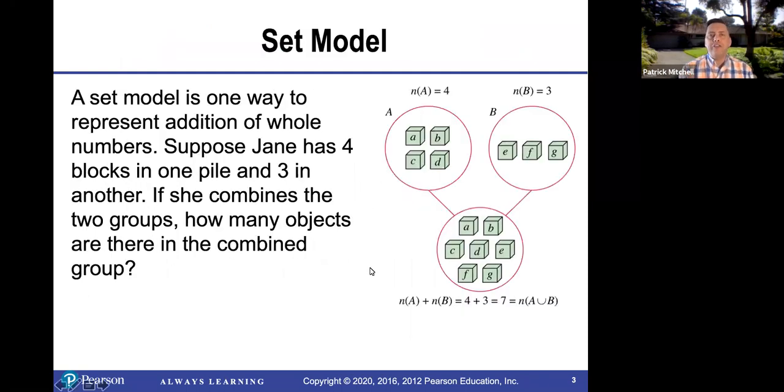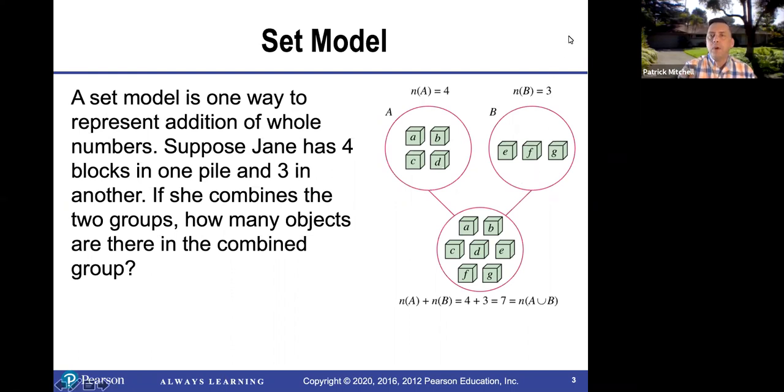So one addition model is called the set model. A set model is one way to represent addition of whole numbers. Suppose Jane has 4 blocks in one pile and 3 in another. If she combines the two groups, how many objects are there in the combined group?